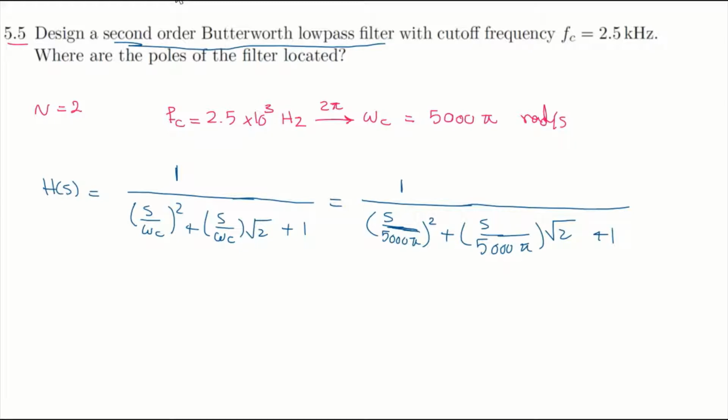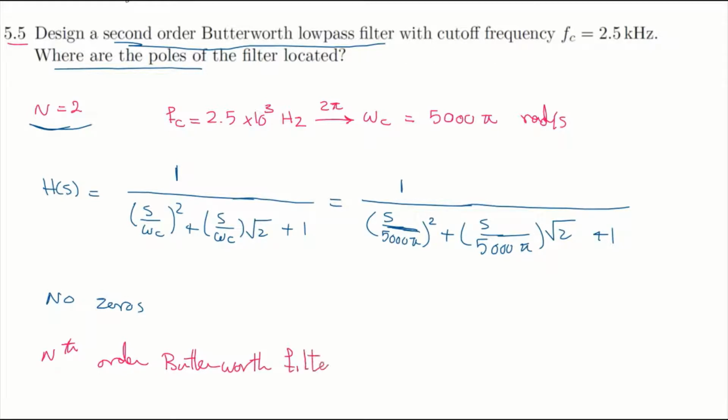All right, so we need now to find the poles, because the low pass Butterworth filter doesn't have any zeros, so no zeros. But since it is second order, in general we can say an nth order Butterworth filter has n poles. Here I define the pole, labeled Pn, as omega c times e to the power of j pi times n minus 0.5 over n plus 0.5. So we have two poles here.